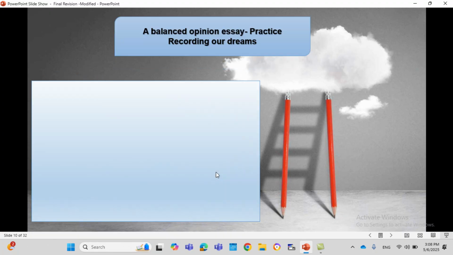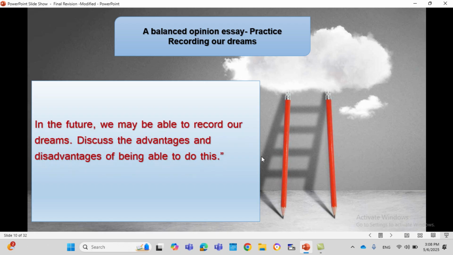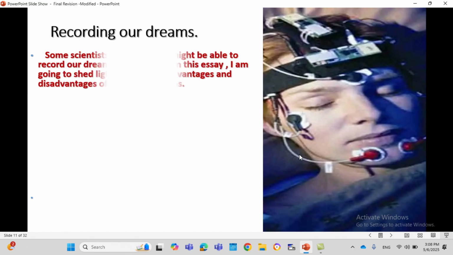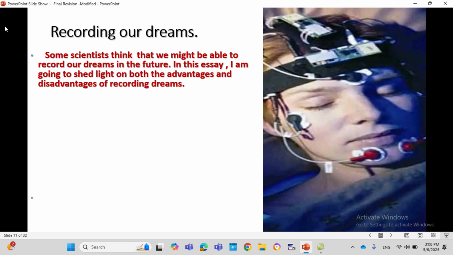Now we have a model writing about recording our dreams. Let me read the rubric. In the future, we may be able to record our dreams. Discuss the advantages and disadvantages of being able to do this. Recording our dreams. As you know, this is the title of our balanced essay.